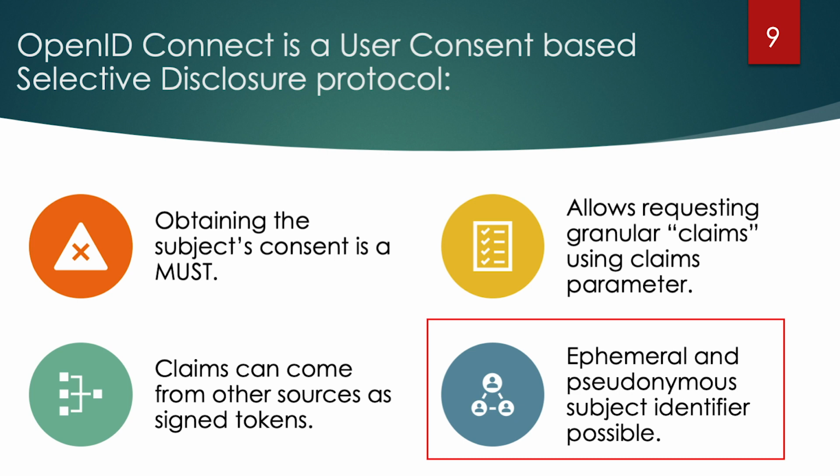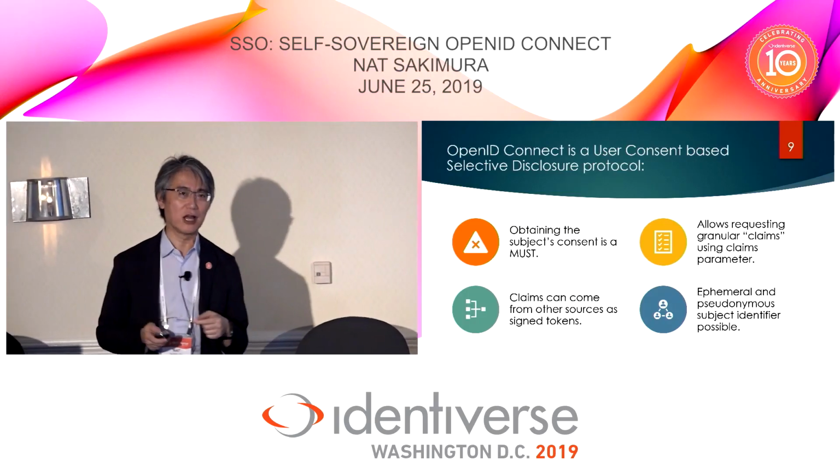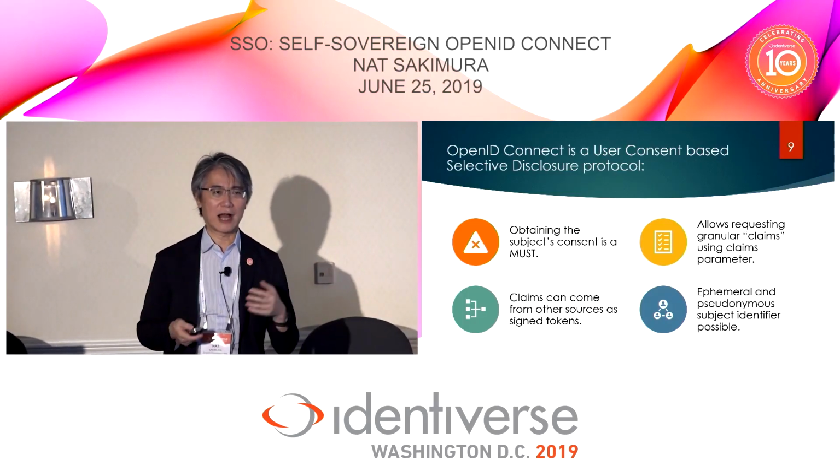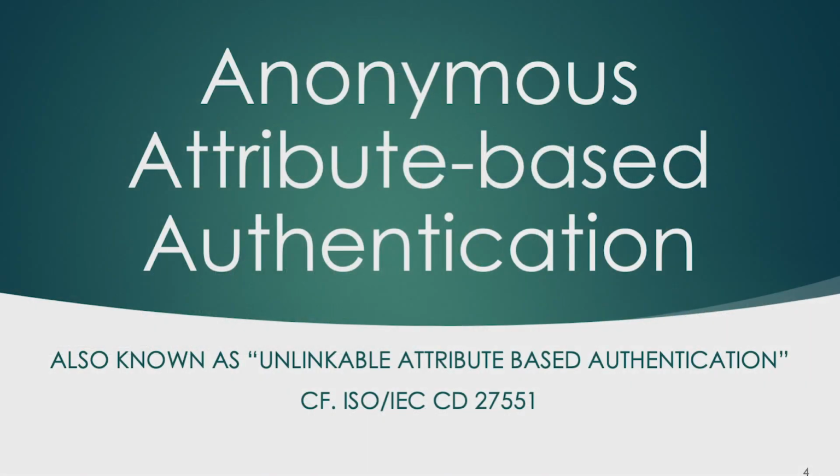Of course, I was pointed out a couple of weeks ago that it's really difficult to read it like that, and that's an editorial mistake. But from the beginning of the OpenID Connect journey, we were always thinking about ephemeral identifiers, so that the ID token can be used as the mechanism for anonymous attribute-based authentication.